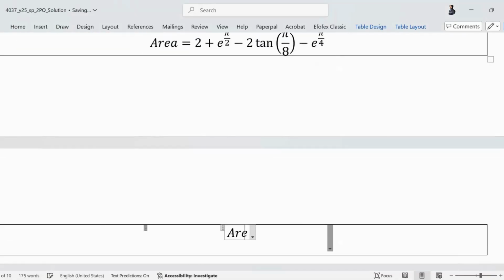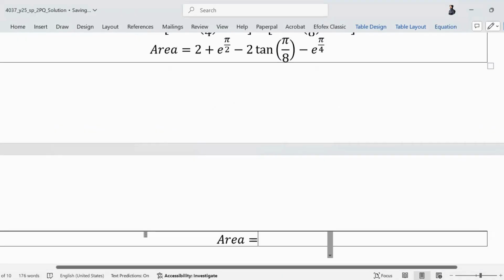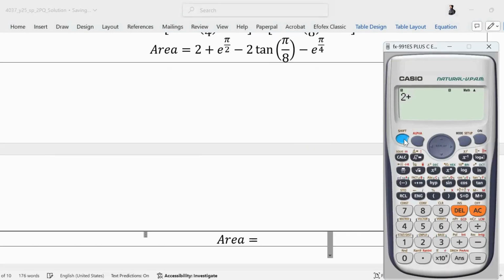Now I will put the entire thing in the calculator, and the calculator can easily provide me with the answer. So I'll be putting 2 plus e to the power pi upon 2 minus 2 tan of pi upon 8 minus e to the power pi upon 4. So the answer is 3.789.